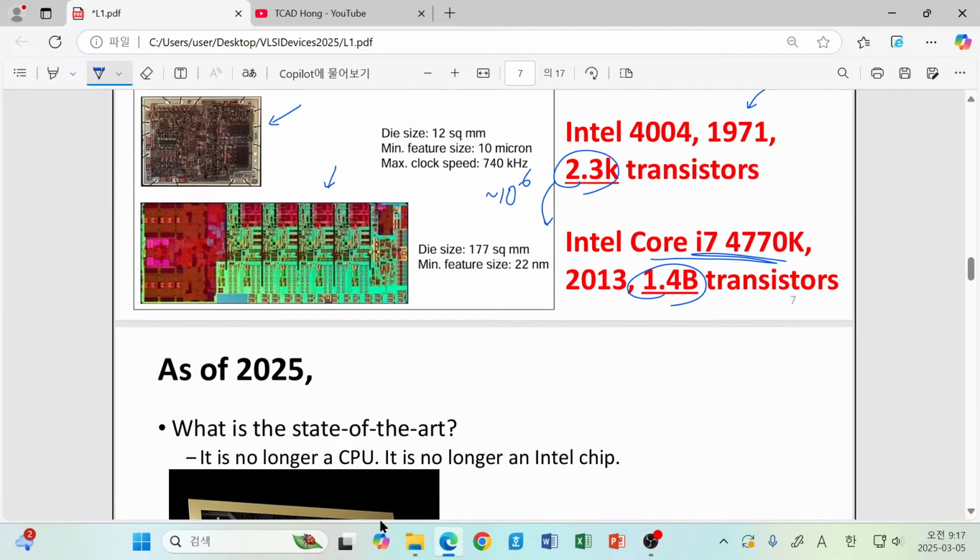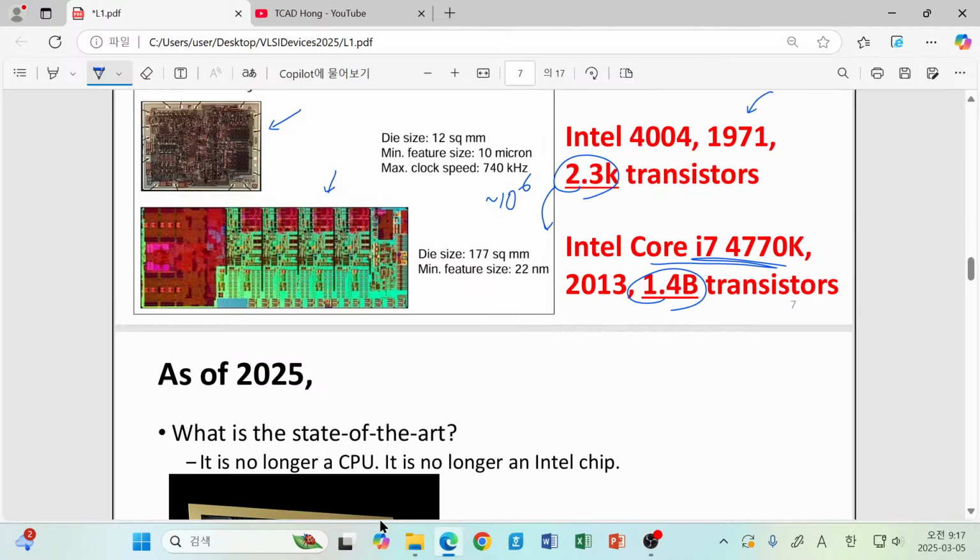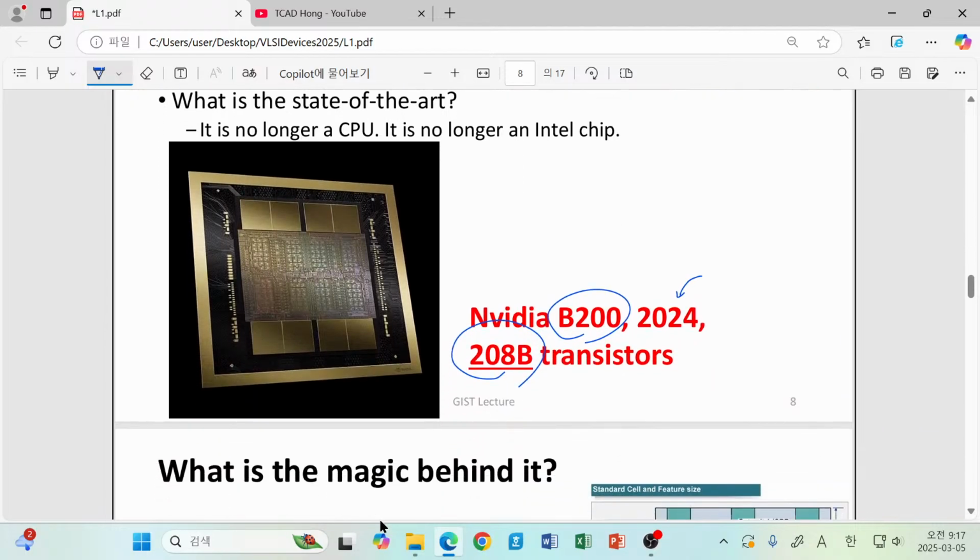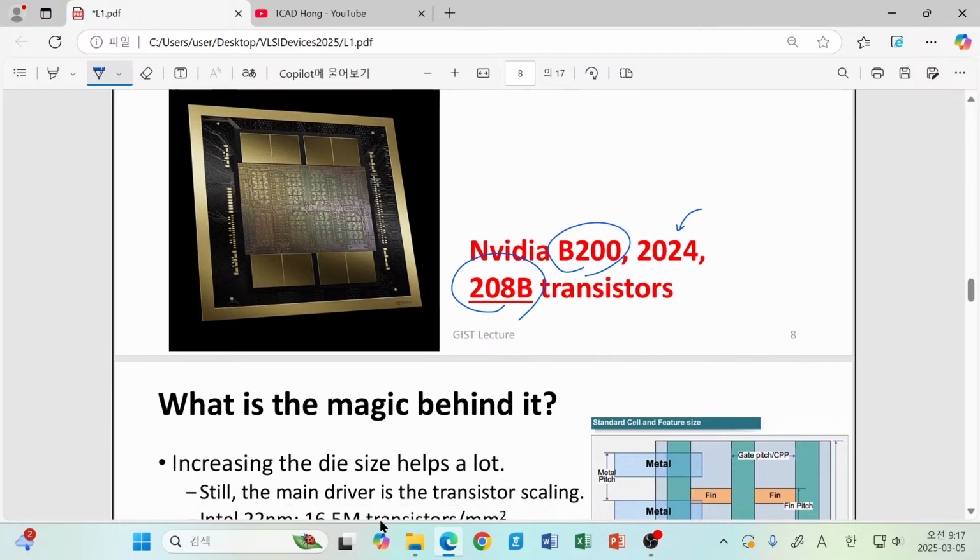Please think about the difference. About 10 years ago, I told you 1.4 billion, more than 1 billion transistors. Wow, that was the story. However, after one decade, now we have more than 100 times more transistors in our chip. That is the evolution of our chip industry. The semiconductor industry is still rapidly changing, although it has already shown and proved so much improvement.